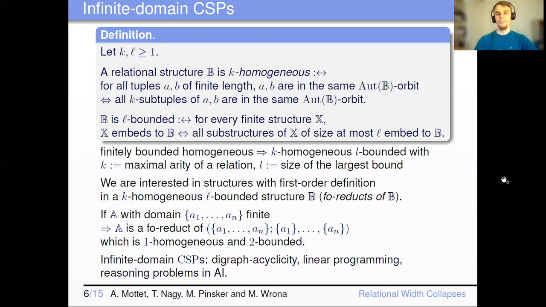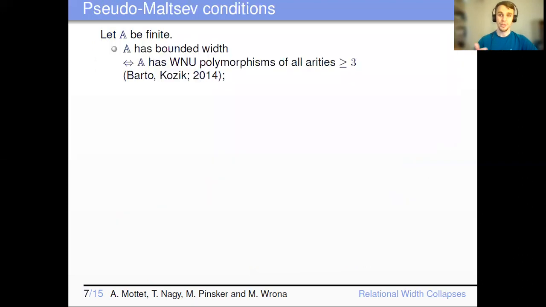On the other hand, maybe you can ask why we are actually interested in infinite domain CSPs, because finite domain CSPs are maybe easier to understand or even to imagine. But there are many problems that can be phrased as CSPs, but only as CSPs over an infinite domain. One of them, and the easiest one, is the digraph acyclicity problem. The same holds, for example, for linear programming or for some reasoning problems in artificial intelligence. So there are good reasons to be interested in this generalization of finite domain CSPs, and this is what we want to do.